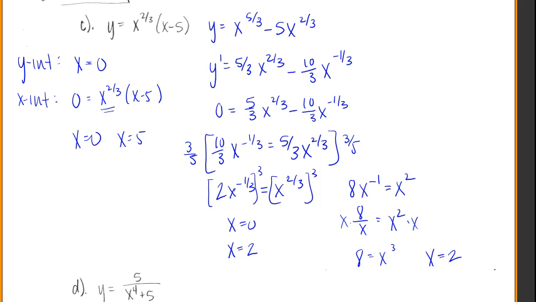Okay, so if we go to y double prime, the second derivative, we're going to get 5/3 times 2/3, so 10/9 x to the negative 1/3 plus 10/9 x to the negative 4/3. Okay, from there, if we set it equal to 0, what would make it easier for us? We can go ahead and factor out the 10/9 if we want to. We can factor out technically 10/9 x to the negative 1/3 if we want to.